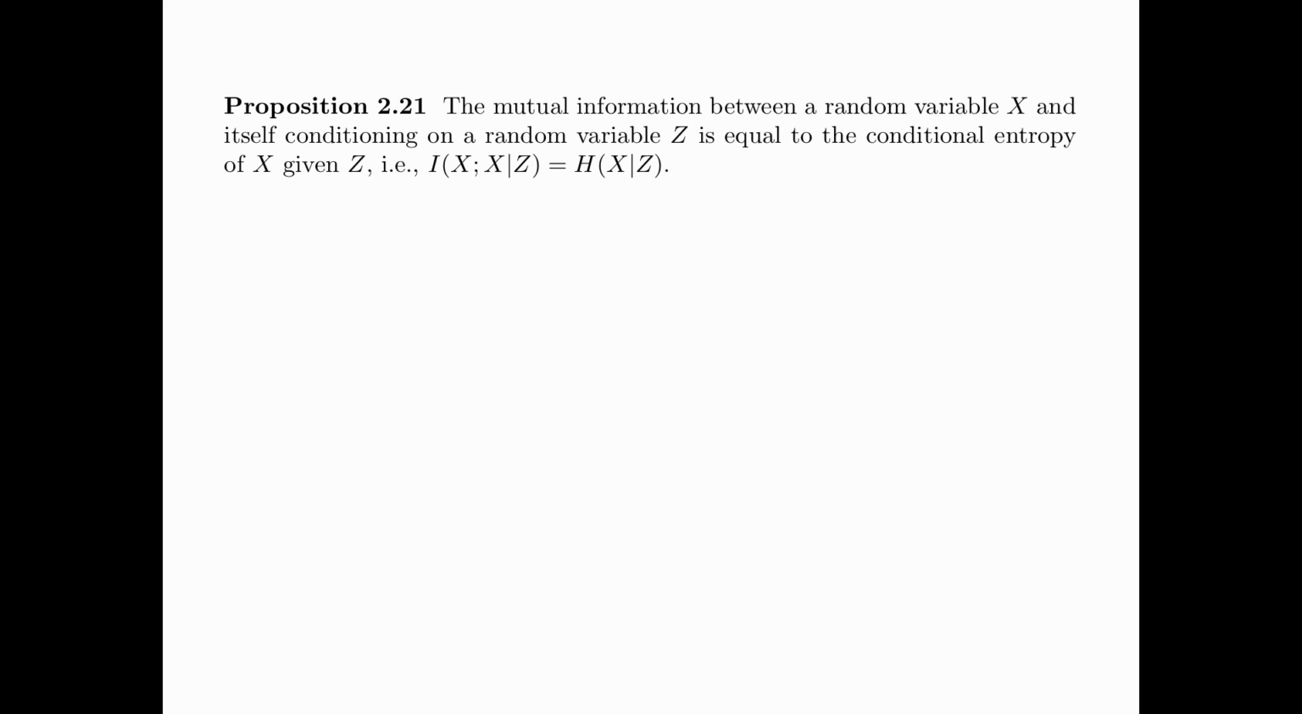Proposition 2.21 says that the mutual information between a random variable X and itself, conditioning on a random variable Z, is equal to the conditional entropy of X given Z. That is, I(X;X|Z) is equal to H(X|Z). Now, by removing the conditioning on Z, we see that it reduces to I(X;X) equals H(X), which is just proposition 2.18.